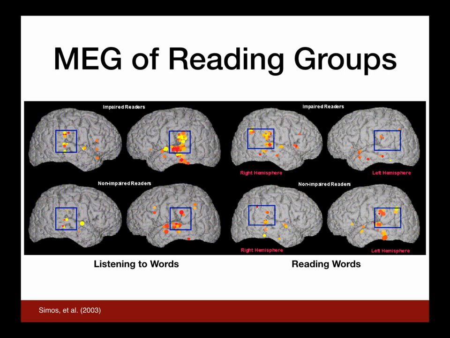The story becomes even more clear if we look at reading words, where we see in impaired readers here at the top, the overactivation in the right hemisphere and sort of underactivation in the left hemisphere when reading words. And then if we look at non-impaired readers, we see almost exactly the opposite pattern. Hardly any activation in the right hemisphere, lots of nice activation in the left hemisphere.